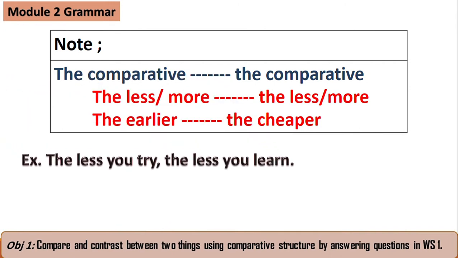The less you try, the less you learn. What? The less, this is a comparative, the less you try, the less you learn. The more you try, the more you learn. Do you understand me now? We can use more instead of less here. The less you try, the more you learn. So, okay, the less you try, the less you learn. We can use the more you try, the more you learn.